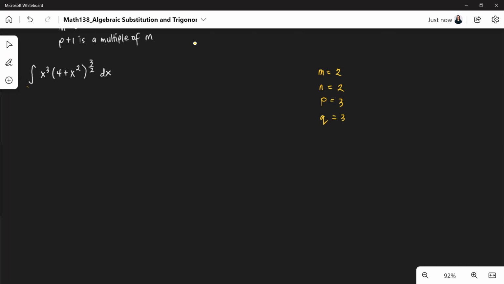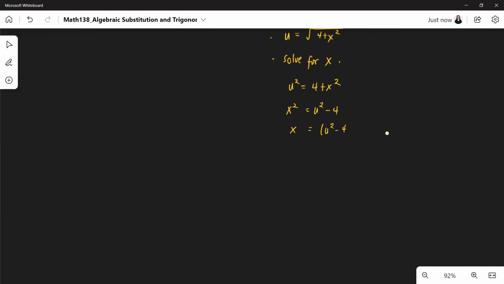M is greater than 0. Okay, and p plus 1. So p plus 1 is 3 plus 1. So it's a multiple, no, of the 2 here, because this is equal to 4. So we use u, no, equal to nth root, so meaning square root of the binomial being raised to a power of 3 halves. So it's 4 plus x squared.